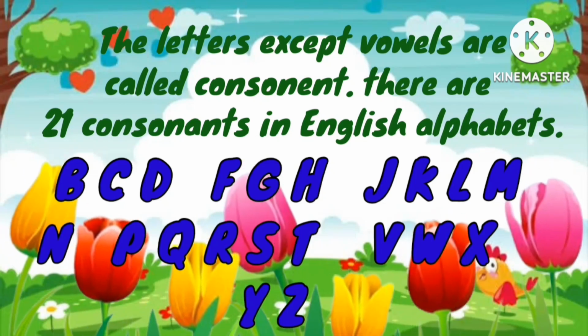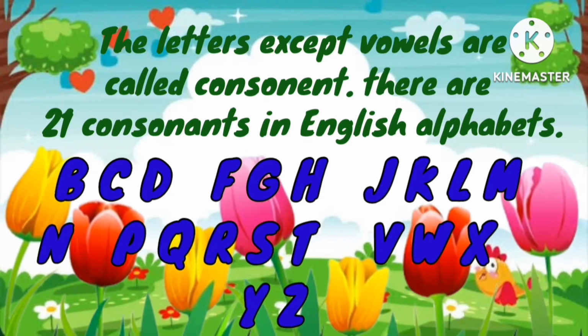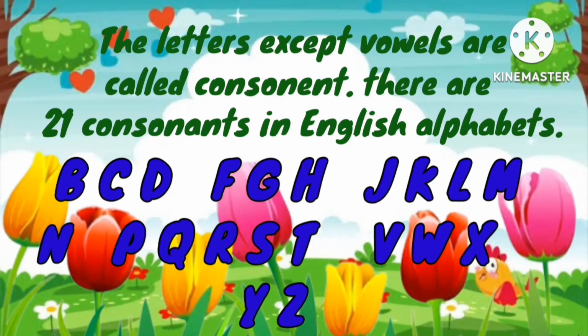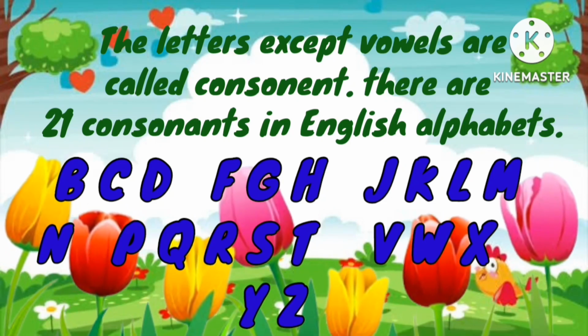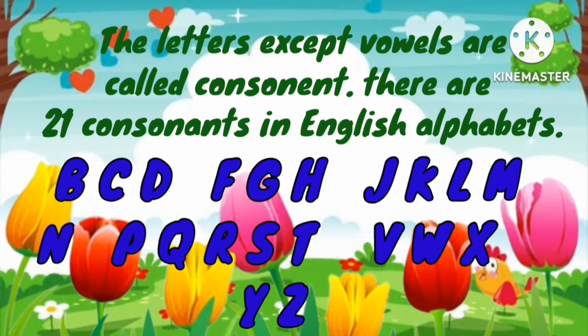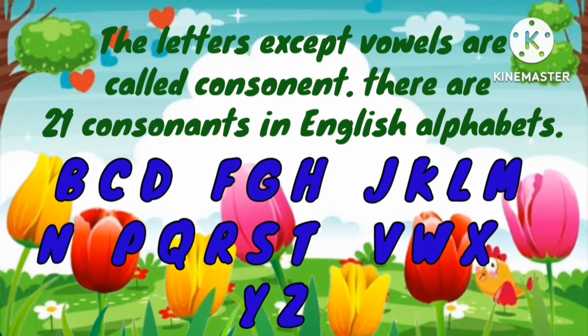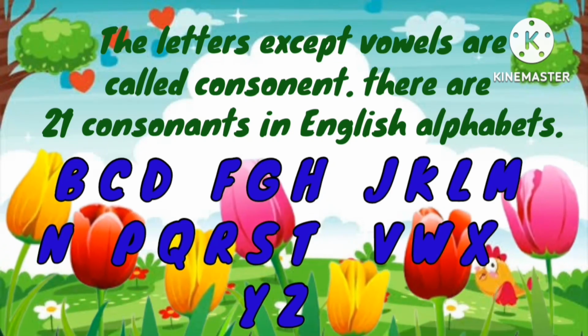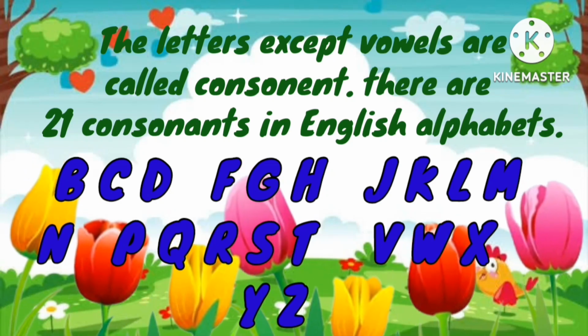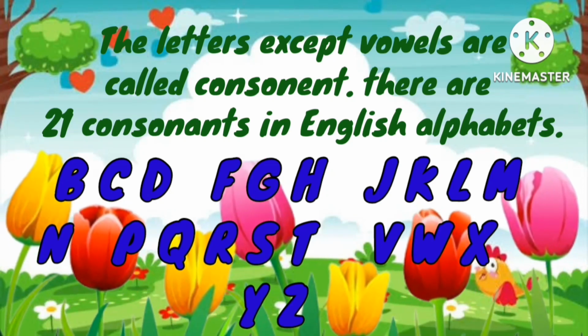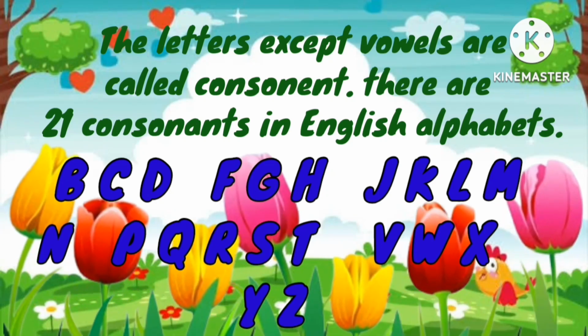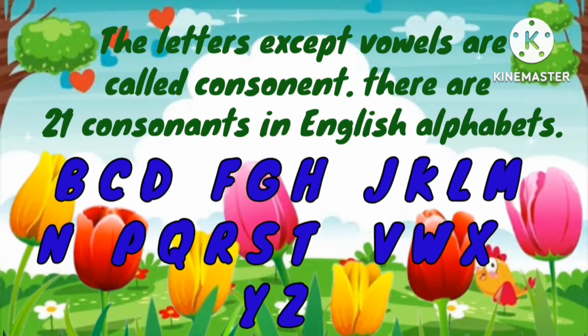The letters except vowels are called consonants. There are 21 consonants in English alphabets. B, C, D, F, G, H, J, K, L, M, N, P, Q, R, S, T, V, W, X, Y, Z.